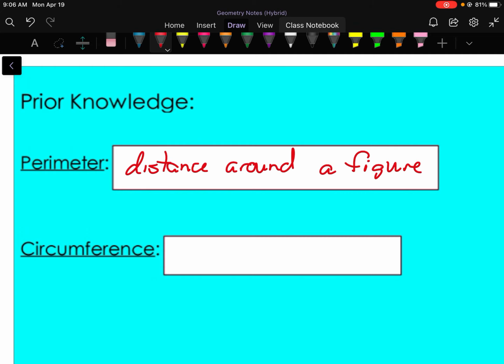And the circumference, which math is weird like this. Why can't you just call the distance around a circle perimeter like everything else? But this is specifically for a circle. Distance around a circle.